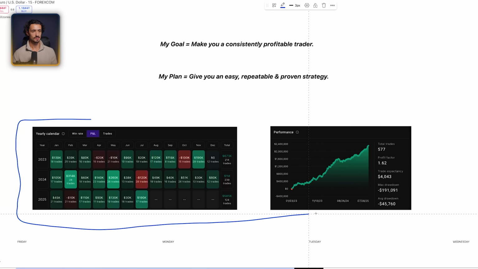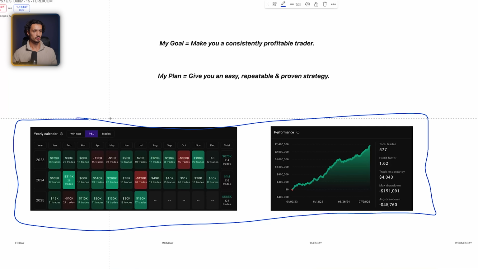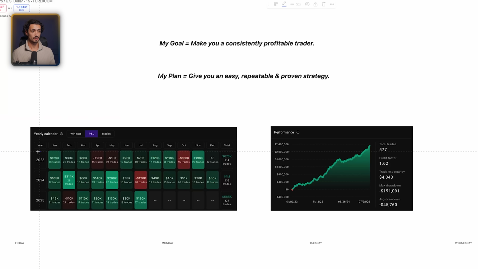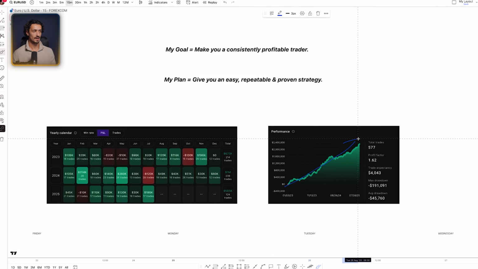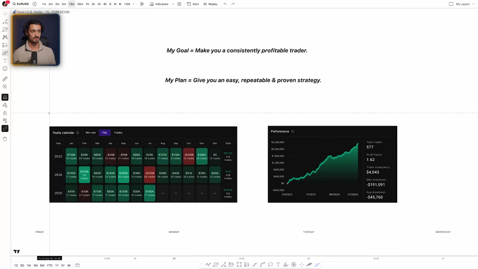And so here, what you'll see is the data on the strategy that I'm going to be sharing with you in this video. You can see over 2.5 years of data, 577 trades taken. This is our equity curve over this 2.5 years. This is proof that this strategy actually works.